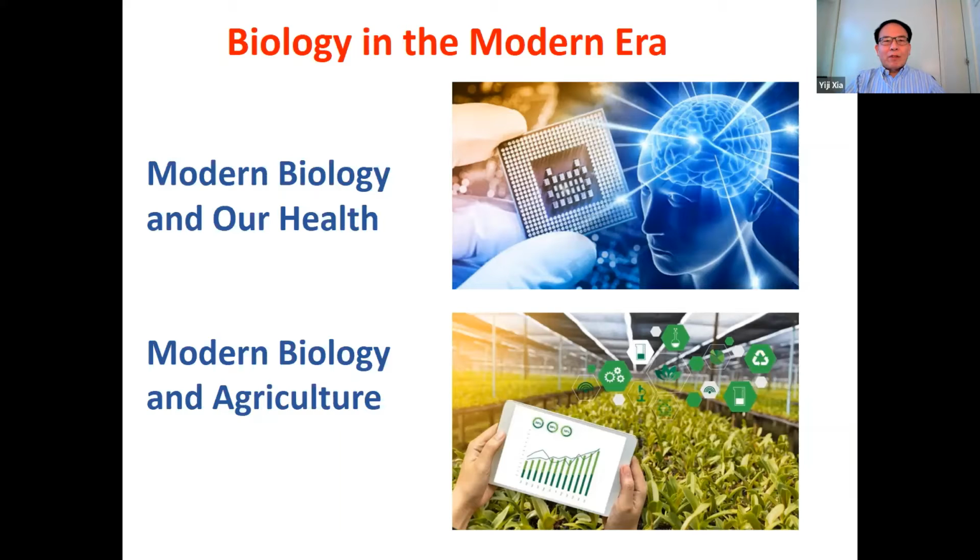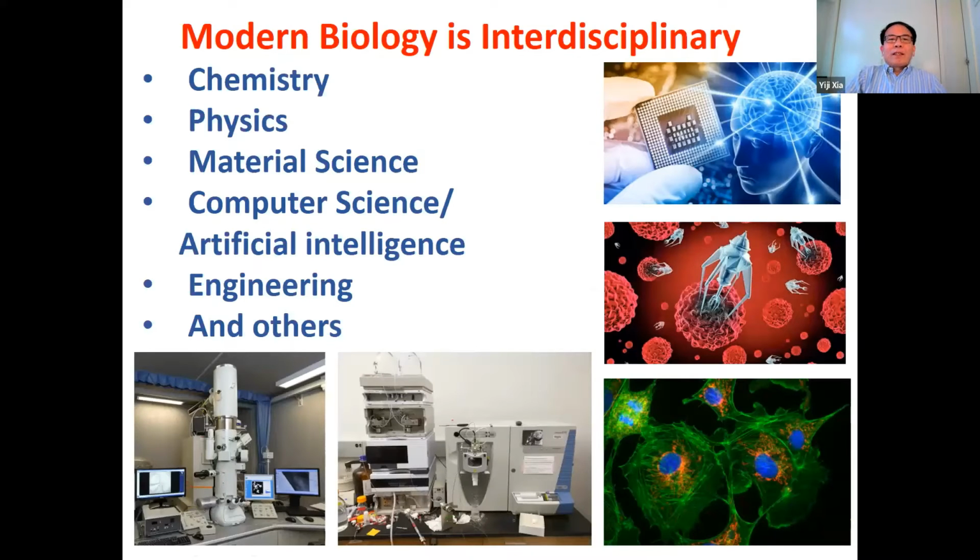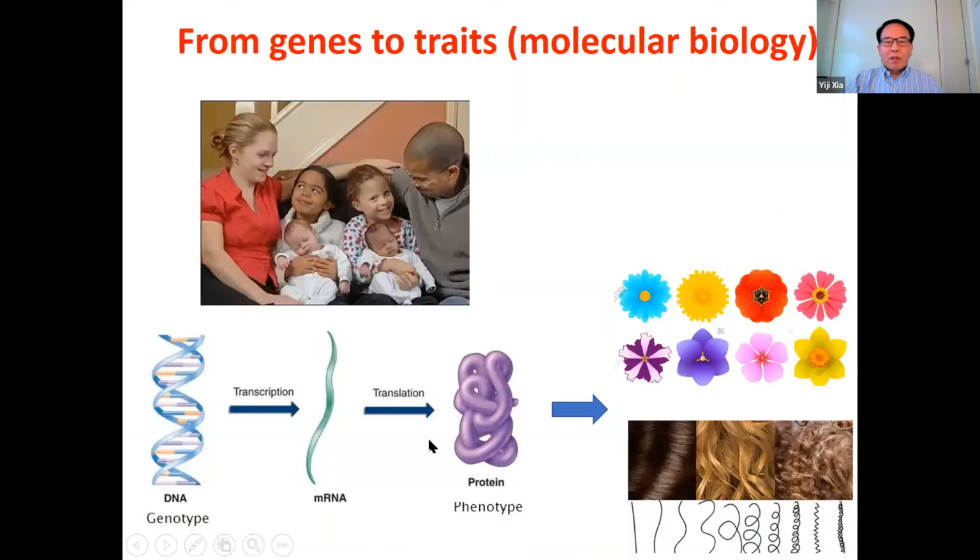Our department has two programs: one is applied biology, and the other is agriculture and natural resources. These two major programs are highly related, and many of the courses are shared. First of all, I would like to say that modern biology is interdisciplinary. Biologists use knowledge and technologies developed by other fields, such as chemistry, physics, computer sciences, and engineering, and we use them to solve biological problems.